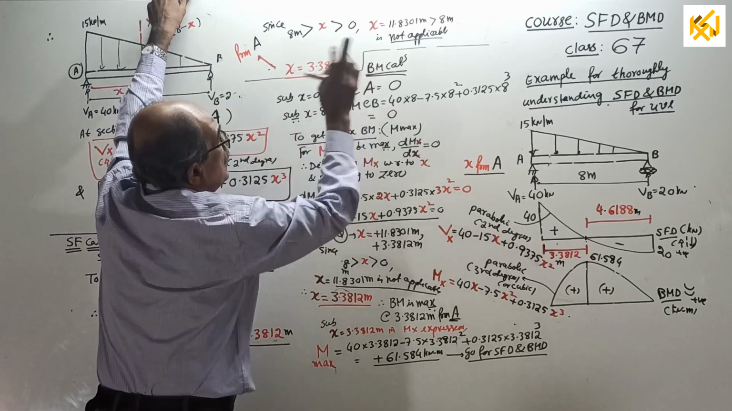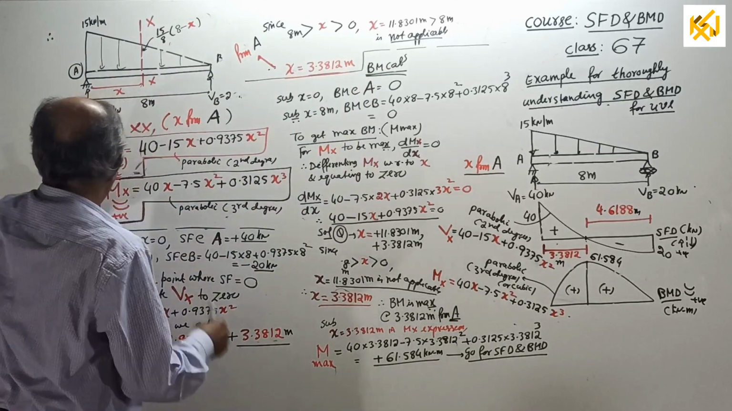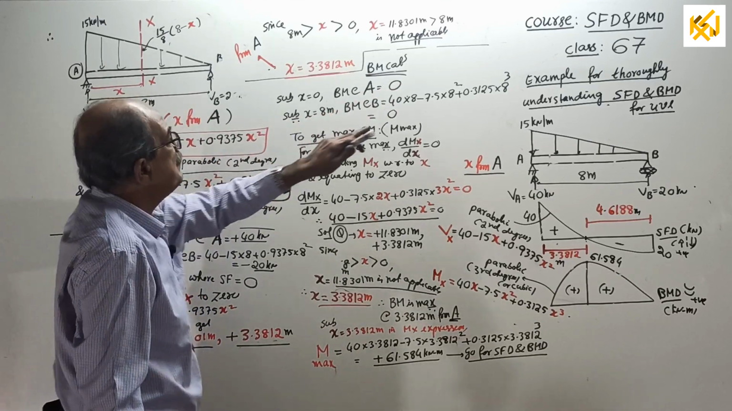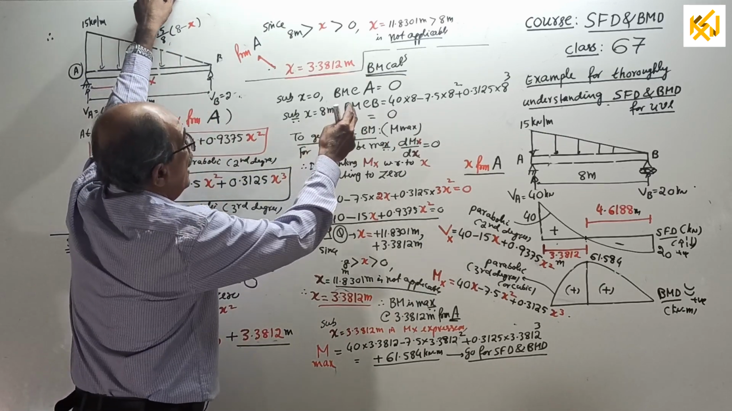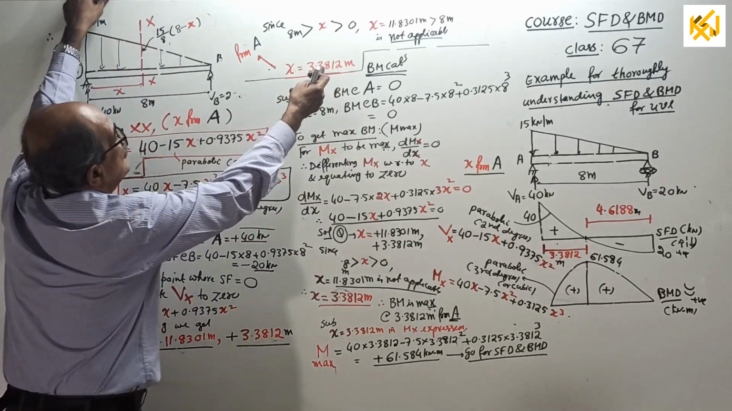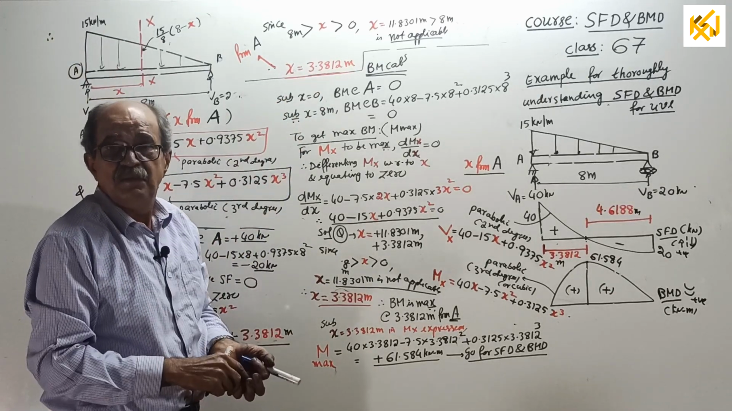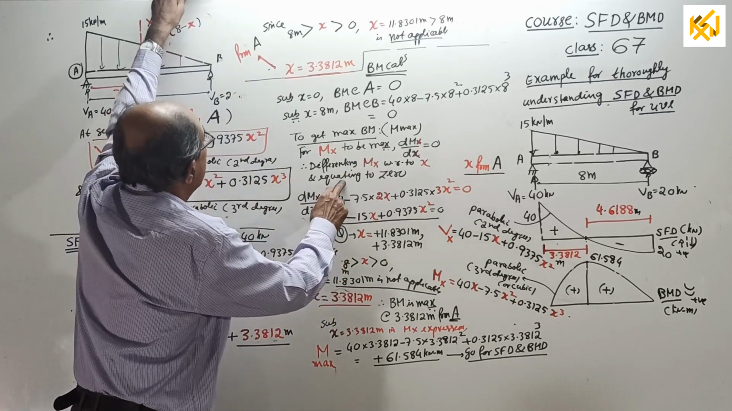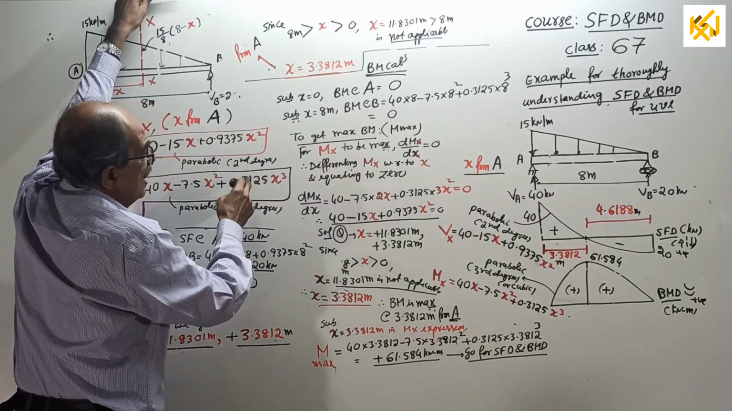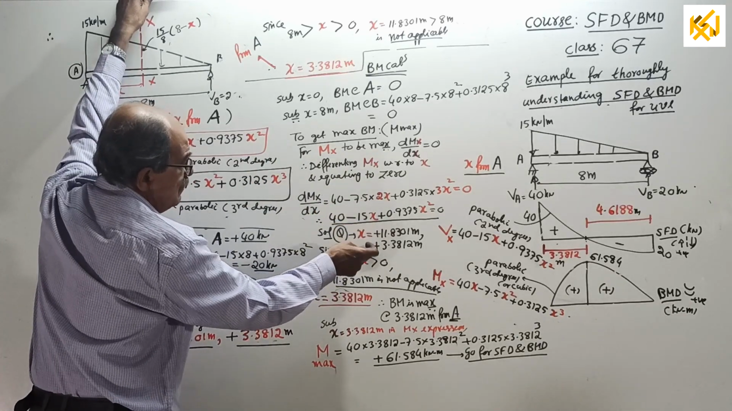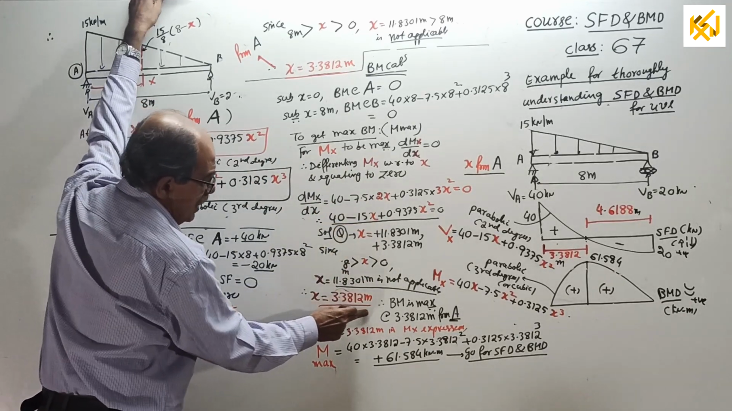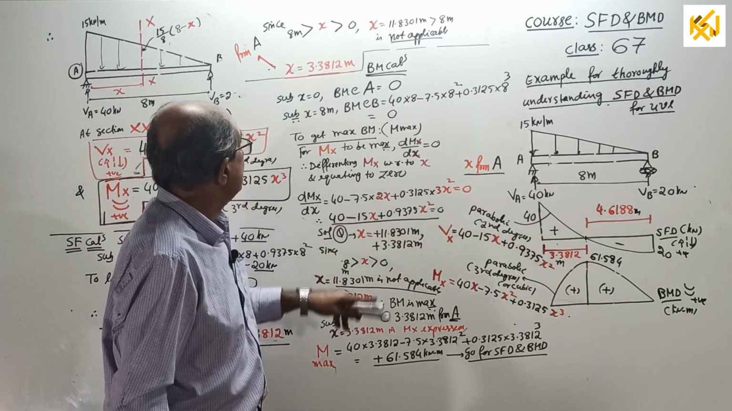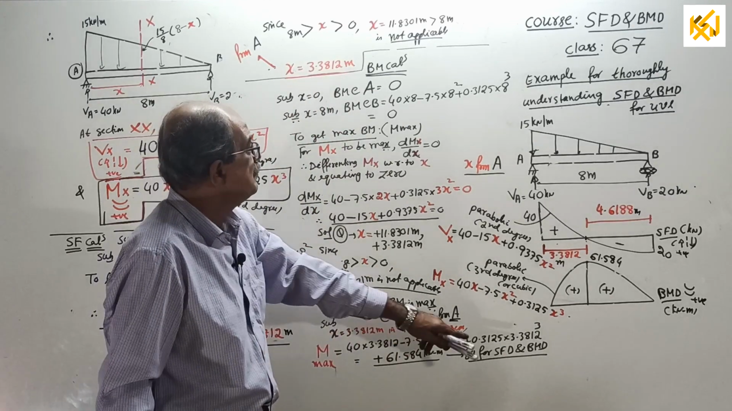Okay. Now, BM calculation. In the mx equation, x equal to 0, you get BM at A 0, x equal to 8, BM at B. To get maximum BM, actually you know maximum BM is at this point only. Still, to be perfect, bending moment concept. For mx to be maximum, dmx by dx equal to 0. Differentiate mx equation with respect to x and equate to 0. See, you will get same x value. Again, non-applicable, 3.3812 meter. So, maximum BM is at that much from A. Substitute that x in the mx equation, you get maximum BM.